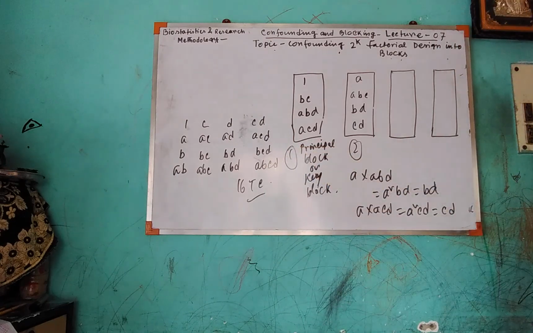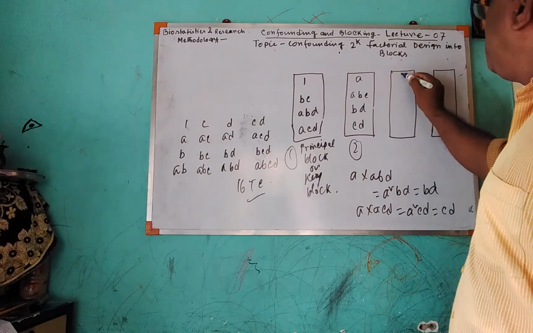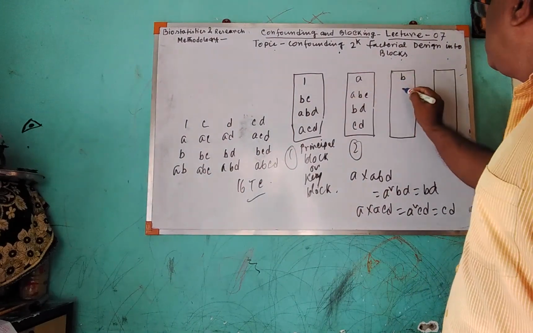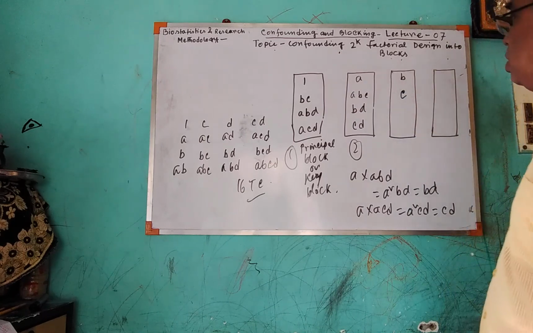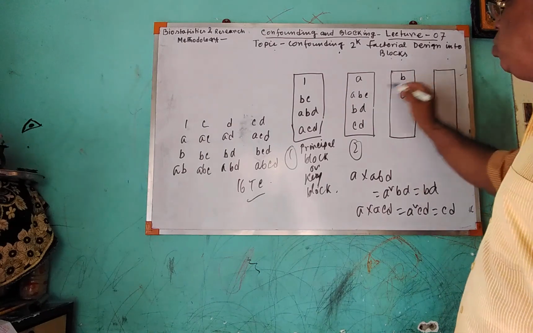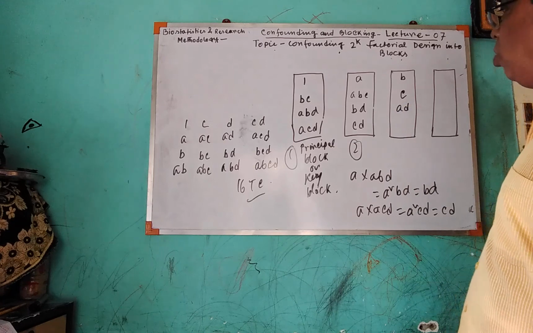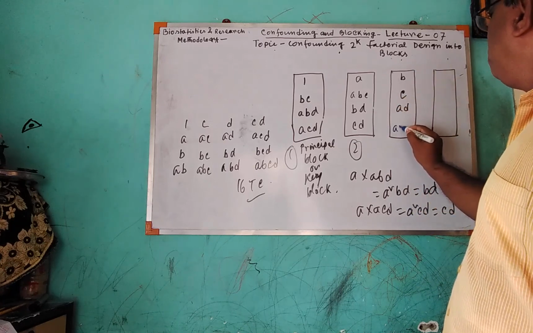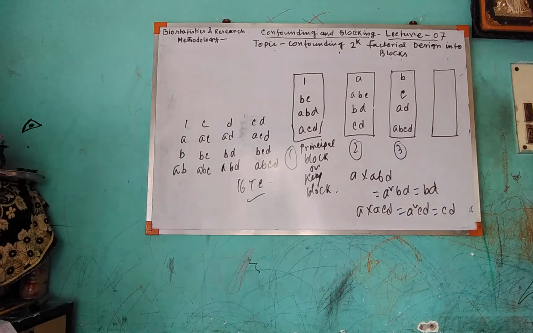Now block 3. See, is B in block 1 or block 2? No. So we can take B here. Now B into BC is B square C, which can be written as C because B square equal to 1. B into ABD is AB square D, so AD, since B square is equal to 1. Now ACD into B is ABCD. This is the third block: B, C, AD and ABCD.